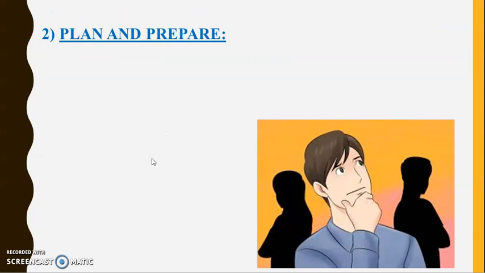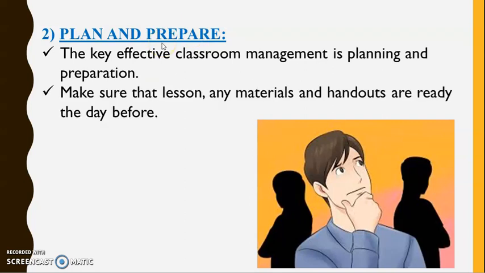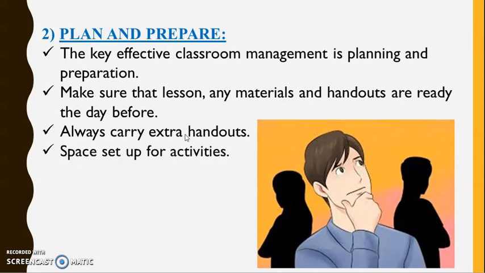Now let us discuss the second technique. Second technique is plan and prepare. The key effective classroom management is planning and preparation. Make sure that the lesson or any material and handouts are ready the day before, so you very well know where your things are and which are the things that you are supposed to use. Always carry extra handouts in case of any issue or problem. You can just pass it on to them. Space set up for activities. You need to know which place and how much space will you need in order to conduct activities if you have any.